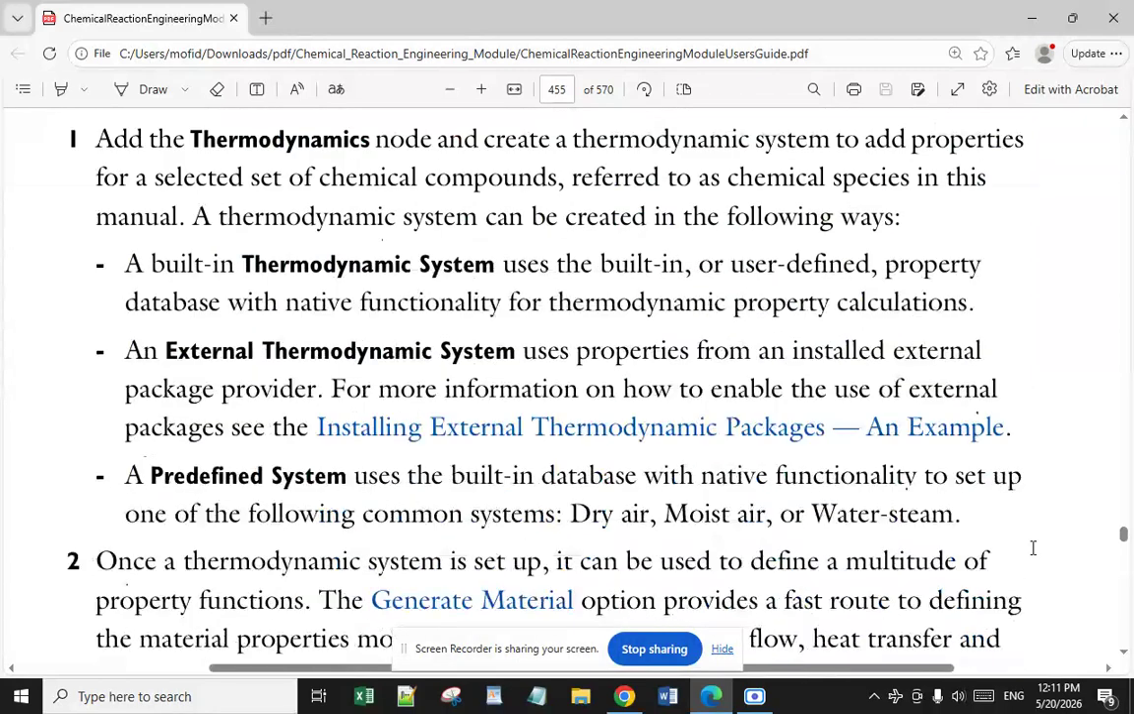Step 1, add the Thermodynamics node and create a thermodynamic system to add properties for a selected set of chemical compounds, referred to as chemical species in this manual. A thermodynamic system can be created in the following ways. A built-in thermodynamic system uses the built-in or user-defined property database with the native functionality for thermodynamic property calculations.